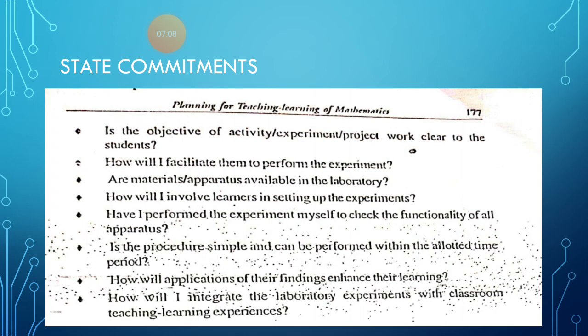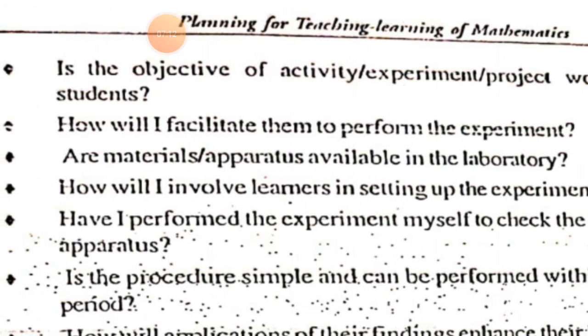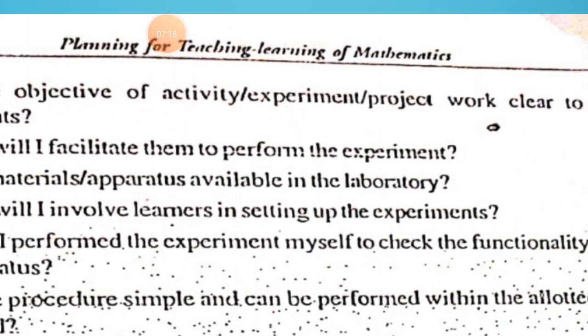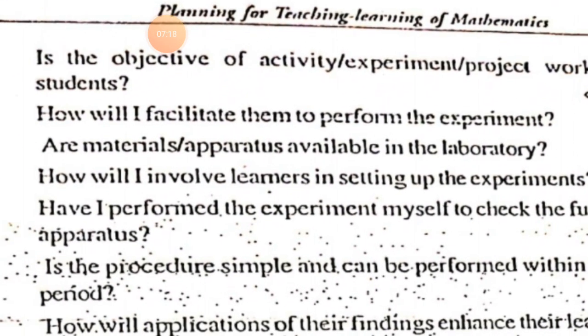We will go through that one again, just for recalling all these concepts. Are the objectives of the activity, experiment, or project work clear to the students? That means the objectives should be clear to the students who will carry it out. How will I facilitate them to perform the experiment? Are materials and apparatus available in the laboratory? Check. How will I involve learners in setting up the experiments?